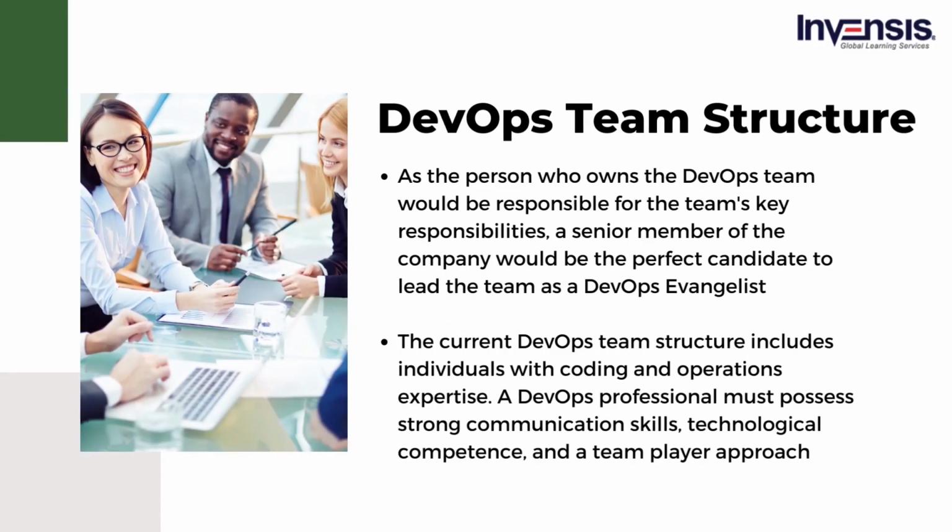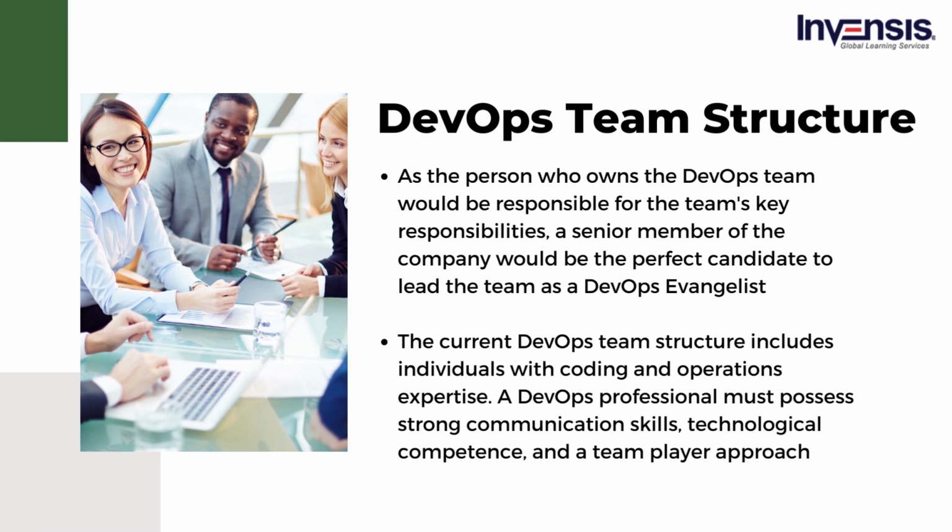As the person who owns the DevOps team would be responsible for the team's key responsibilities, a senior member of the company would be the perfect candidate to lead the team as a DevOps evangelist. The DevOps evangelist will ensure that the correct individuals are responsible for DevOps procedures. A software developer/tester, automation engineer/automation specialist, quality assurance professional, security engineer, and release manager should compose the smallest DevOps team. The team size is ultimately determined by the size of the company.